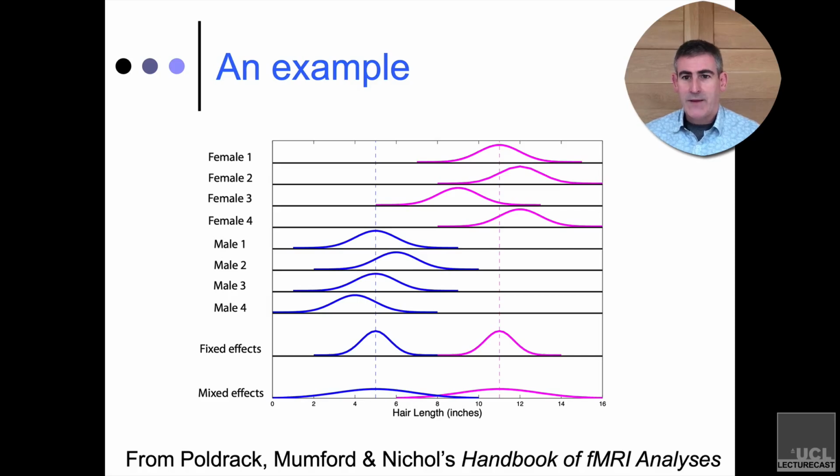Let me try to illustrate this using a non-fMRI example. This comes from the Poldrack book, so if you've already read that chapter, you've probably seen it. This is about hair length. We have 2 groups: men, shown in blue, and women, shown in pink. It shows hair length in inches from 0 to 16 on the x-axis.